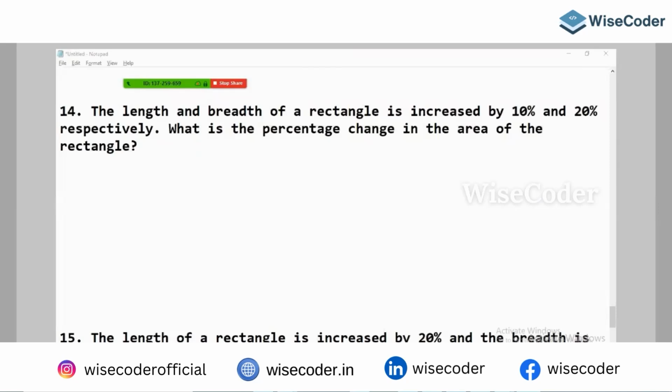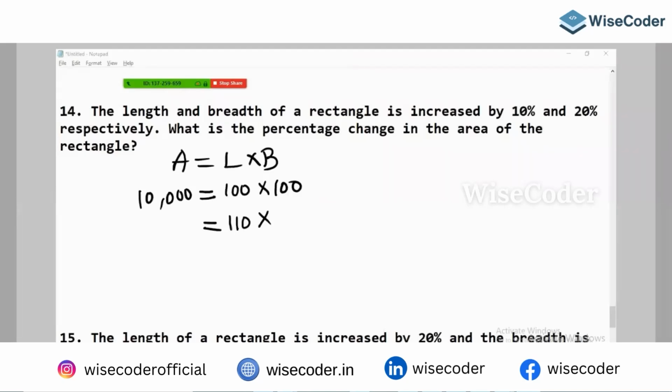Let's do it in a traditional way. Area, what is the area formula? Length into breadth. I don't know the length, I don't know the breadth, so let me assume length is 100, breadth is also 100. Then area must be 10,000. What happened to length increased by 10%? The new length is 110. Breadth increased by 20%, so the new breadth is 120.